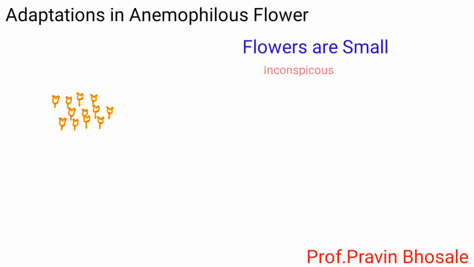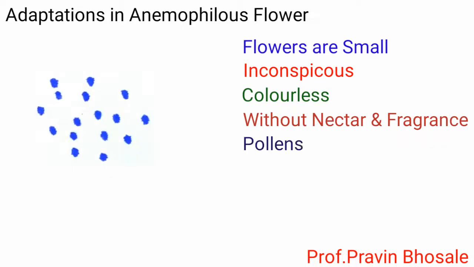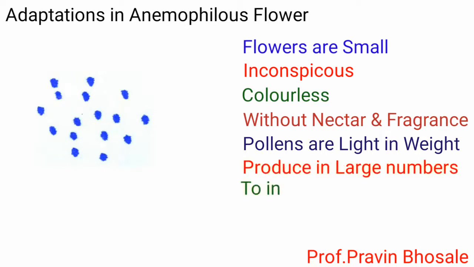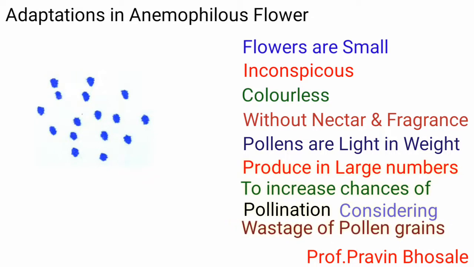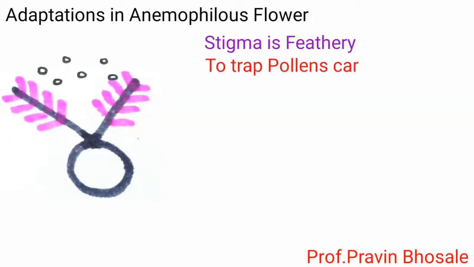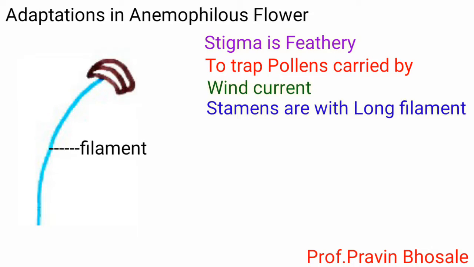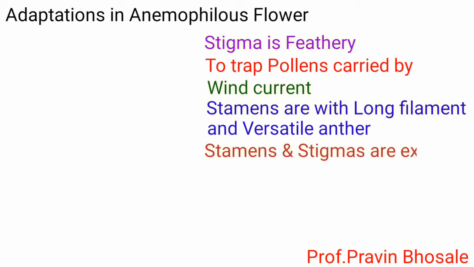Flowers are small, inconspicuous, colorless, without nectar and fragrance, that is odor. Pollens are light in weight, dry and produced in large numbers to increase chances of pollination, considering wastage of pollen grain. Stigma is feathery to trap pollens carried by wind current. Stamens have long filaments and versatile anthers. Stamens and stigmas are exposed to air current.